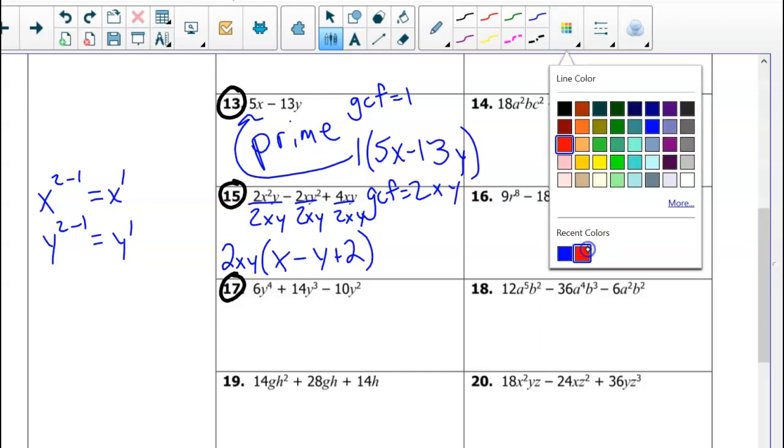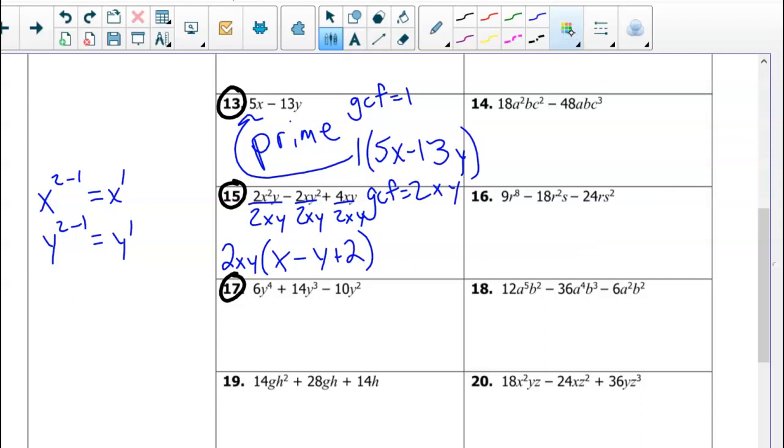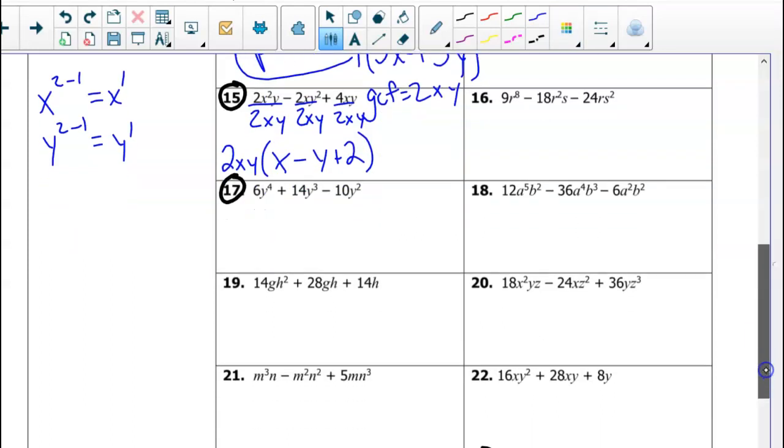Number 17. I'm looking at the coefficients. I see my lowest number is 6, but I can't divide 14 or negative 10 by 6 and get a whole number. So I need to, and you may realize this already, but I'm going to do a small factor tree for all 3.